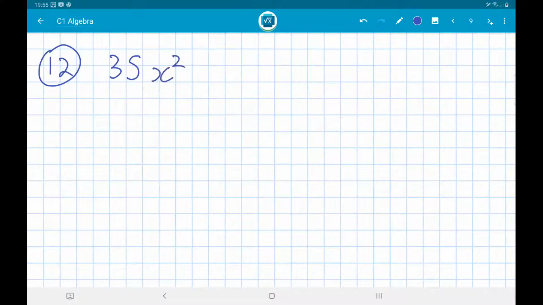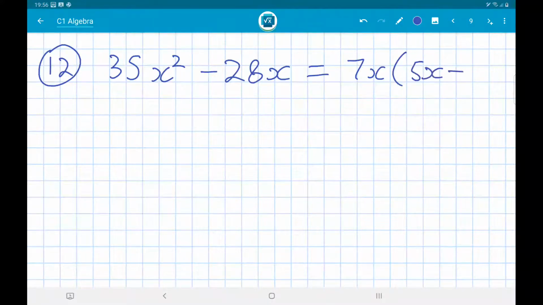35x squared minus 28x. Now in this situation, I do believe there is no common factor because it would be 7. Oh no, 7 is a common factor. Oh, there you go. So you got 7. Honestly, do not like odd numbers. 7x, and you end up with 5x minus what I do believe is 4.